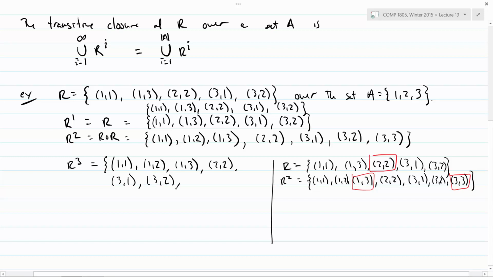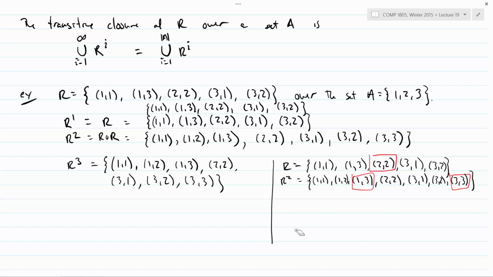Yeah. Do I have 3, 3? 3, 1, and 1, 3. So I also have a 3, 3. All right, so what do we notice at this point? Yeah, R3 happens to equal R2. So in this case, we could have stopped at R2, but we had no way of knowing that beforehand. So somehow we had to do this extra step.